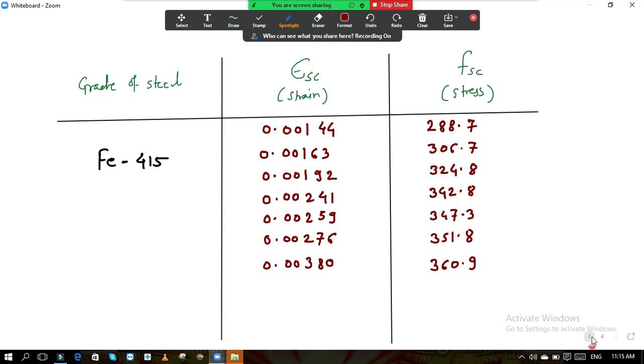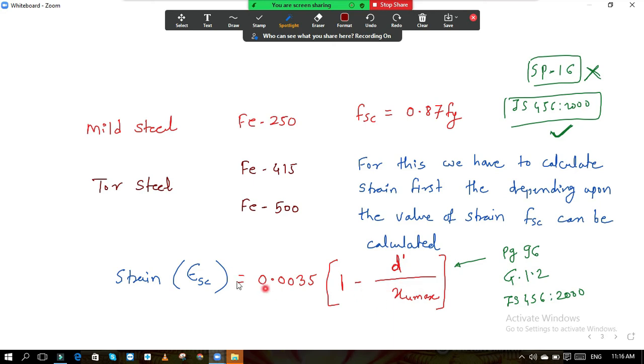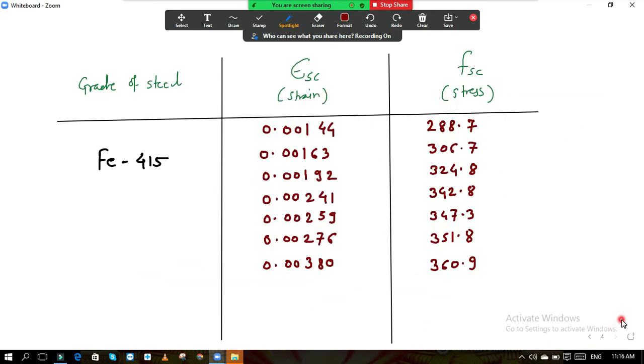Suppose I use this formula and calculate the value of strain epsilon sc, and suppose that value is 0.00150. That 150 is in between 144 and 163. So we need to do the interpolation between these two values, and after interpolation we will get the value of fs. After that we will calculate Cu2, and then the total compressive force. So this is the table for Fe415. Write it down, and also take a screenshot of this.